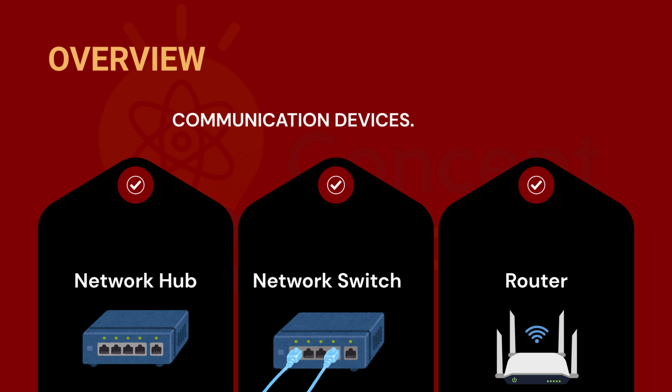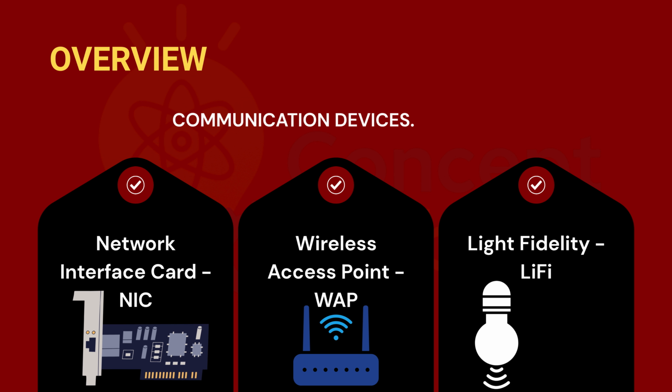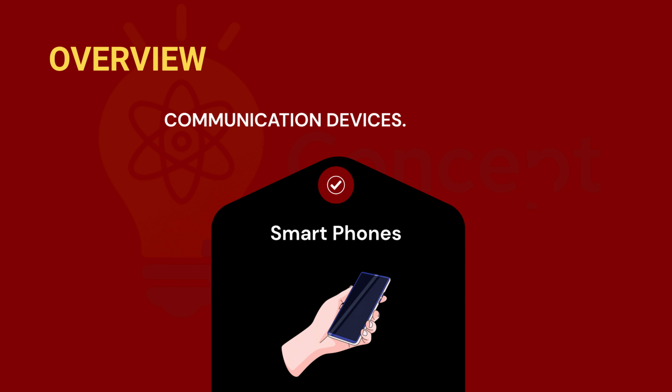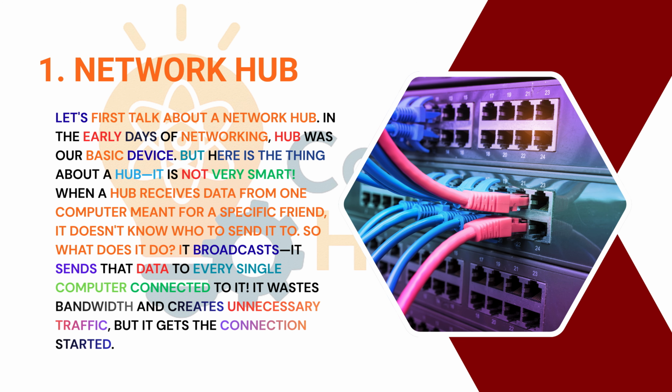Overview. Communication devices. Network hub. Network switch. Router. Network interface card, NIC. Wireless access point, WAP. Light Fidelity, LiFi. Smartphones. Let's first talk about a network hub.